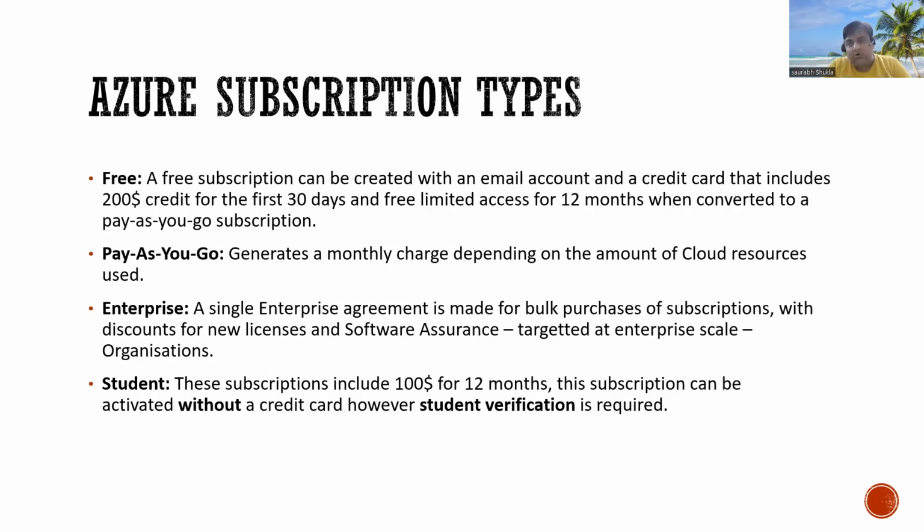Then pay as you go. Pay as you go means, let's say I want to do it only for 1 month. I want to do some database migration, or some ML use cases, or some knowledge mining use cases. I will take that, do it in 1 month, pay whatever is there, and then go. Enterprise: a single enterprise agreement is made for bulk purchase of subscriptions with discounts on new licenses and software assurance, targeted at enterprise scale organizations. So this is just the enterprise subscription that a company will take.